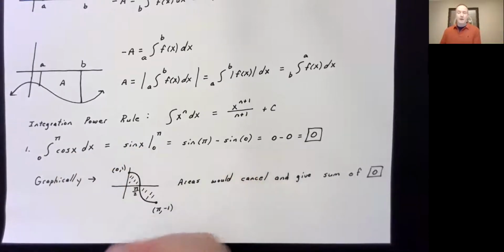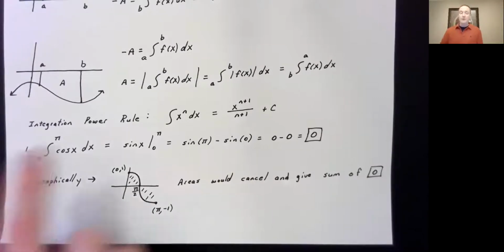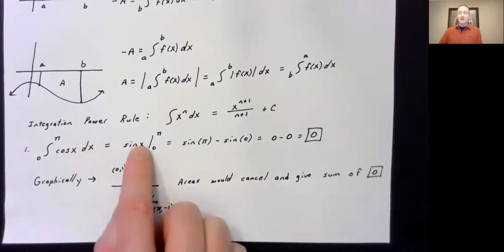Now, to see that play out as far as how we actually take the integral, again, you need to think of it as the reverse of Calc 1. So it's like playing Jeopardy with all of your problems. In Calc 1, you'd have to say, well, what can I take the derivative of and get a cosine? You can say, well, the derivative of sine is cosine. So the integral of cosine is sine.